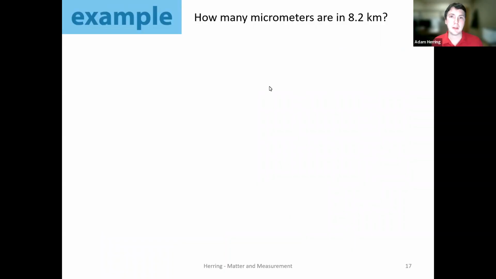Let me give you an example here. If we wanted to find out how many micrometers are in 8.2 kilometers, we can use these prefixes in order to determine that. What you first want to do is write out your various prefixes. We know 1 micrometer is 10 to the minus 6 meters, or 1,000,000th of a meter. We can express this as a ratio.